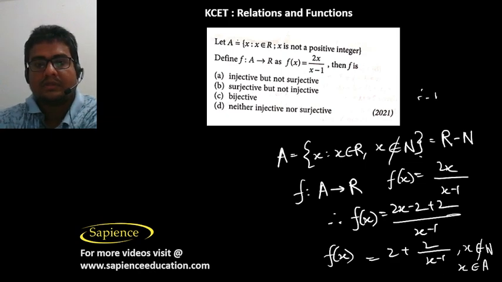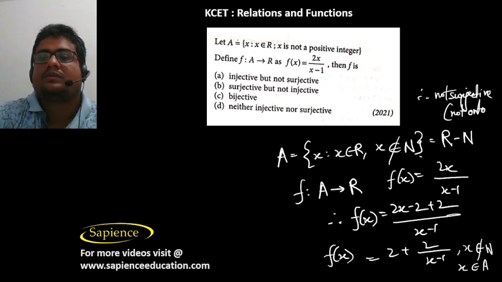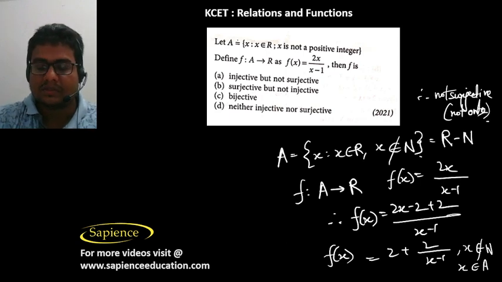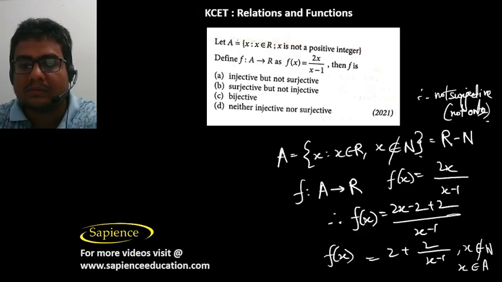So therefore it is not surjective. It is not surjective, since it is not onto. It means that the range is not R. So the range is a subset of R, a subset of the set of real numbers.